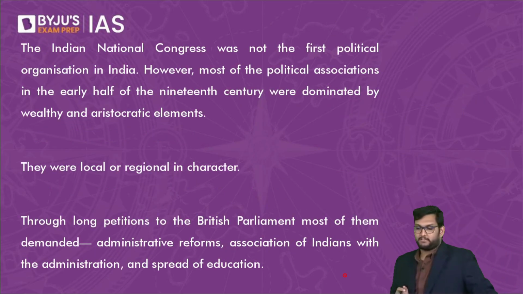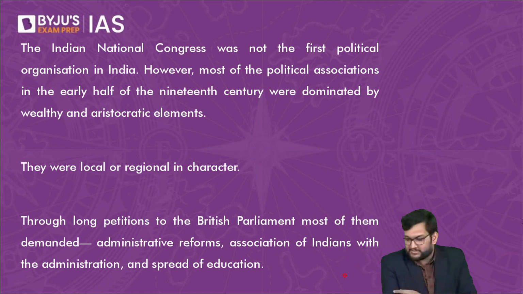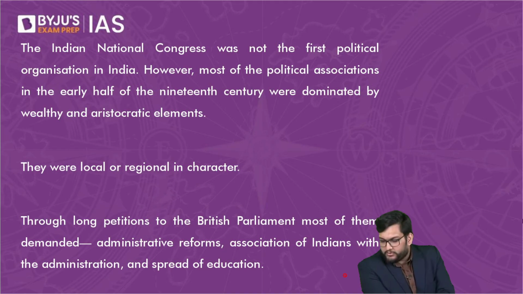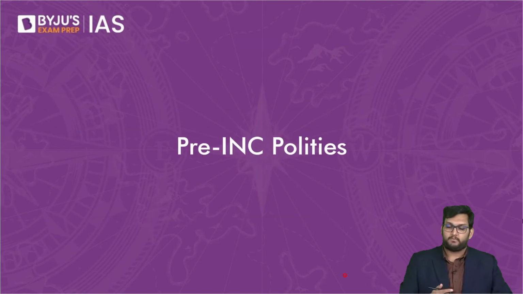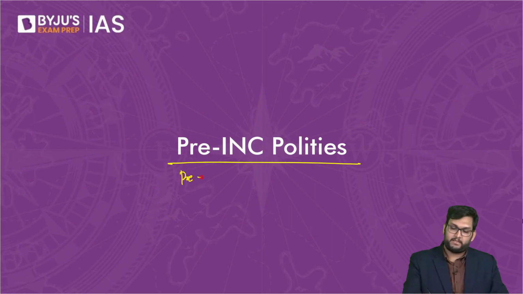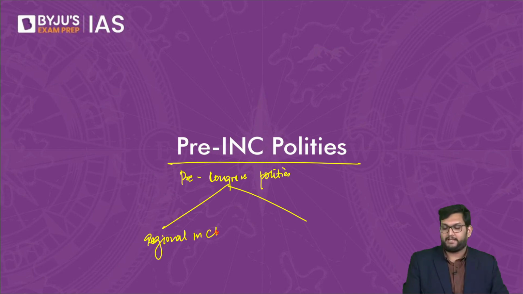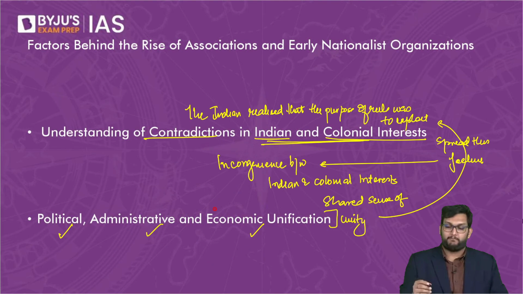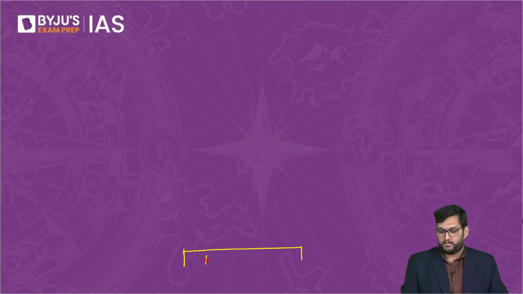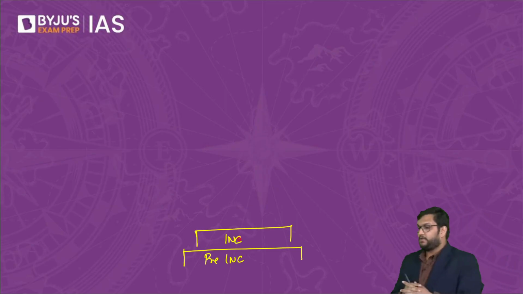Done, please. All this clear? Yes? So now what we need to do is two things. It's called pre-INC polities, which is pre-Congress polities, which are regional in character, and they have their limitations, but they are the base. They are the base on which the INC is going to rise.